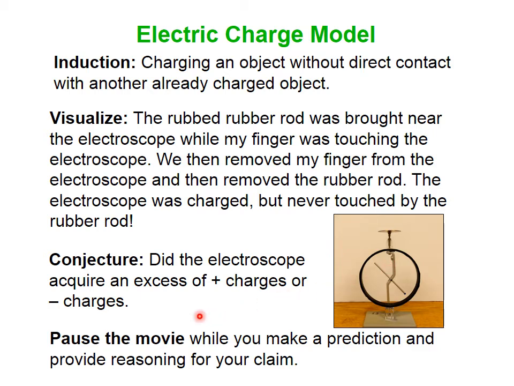Again, please pause the movie. Think deeply about what you think is going on here. Go through each step in your mind. Visualize using the charged model what's happening with the electrons as they move, and make a prediction and provide a reasoning on whether you believe the electroscope is now positively charged or negatively charged. Pause the movie and make those predictions. We'll be back in a moment.